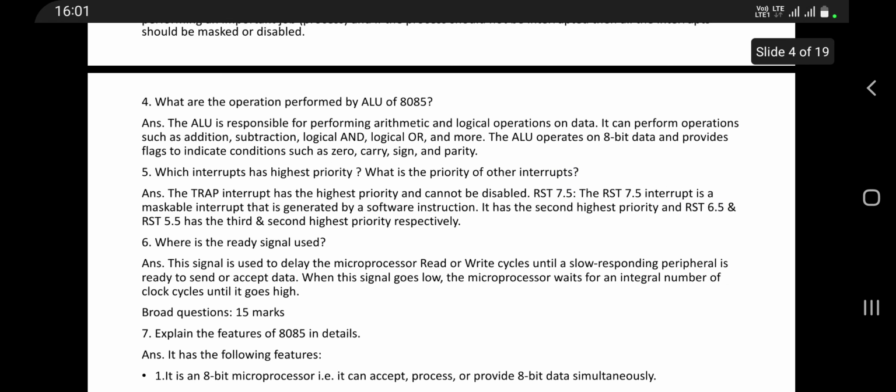Now the question, which interrupt has the highest priority and what is the priority of the other interrupts? Very simple question. You already know that the TRAP interrupt has the highest priority, and next RST 7.5 to RST 5.5 are the next prioritized interrupts.